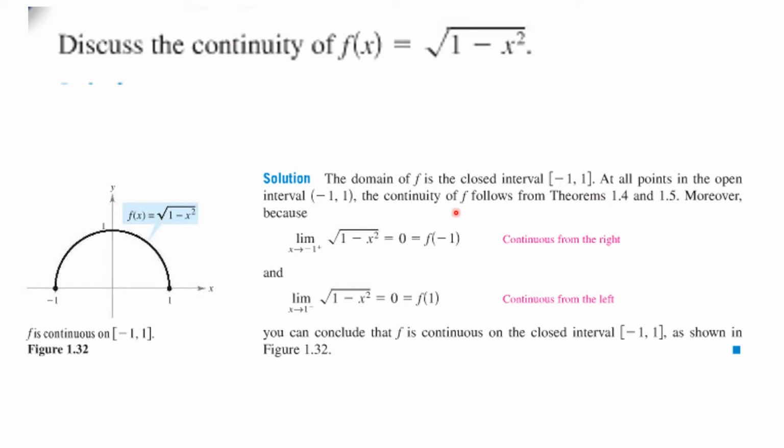Okay, well, the domain of this function is the closed interval minus 1 to 1, and it is continuous from the right and continuous from the left at the endpoints, so it's continuous on the closed interval. It is the upper half of the circle.